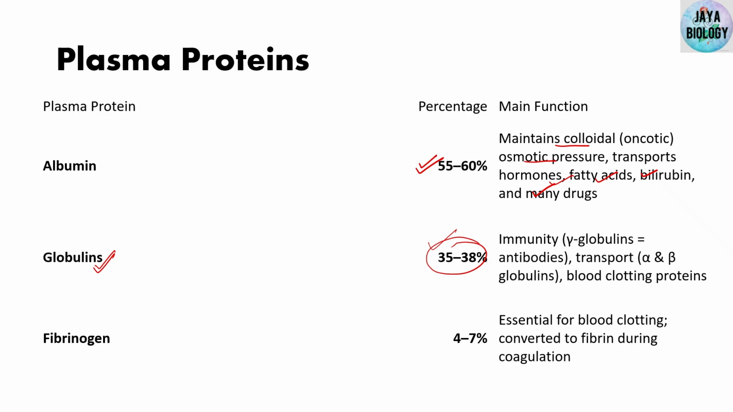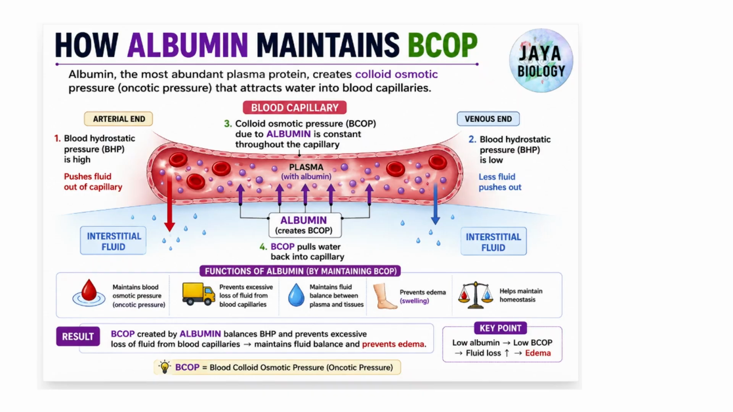Now come to the second, that is globulin, which is 35 to 38 percent. Three types of globulin are there: alpha and beta, which are responsible for transport and made by the liver, and gamma globulin, which is made by the plasma cell. It makes antibodies. This is the one which is responsible for guarding the body against pathogens. Fibrinogen is the least, and it is essential for blood clotting because it will convert fibrinogen into fibrin.